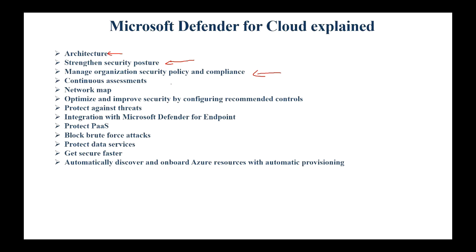Then you have continuous assessment. And here, basically, Defender for Cloud continuously discovers new resources that are being deployed across your workloads and assesses whether they are configured according to security best practices. If not, they are flagged and you get a prioritized list of recommendations for what you need to fix in order to protect your machines.